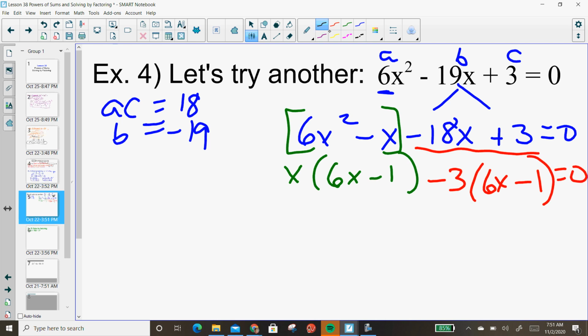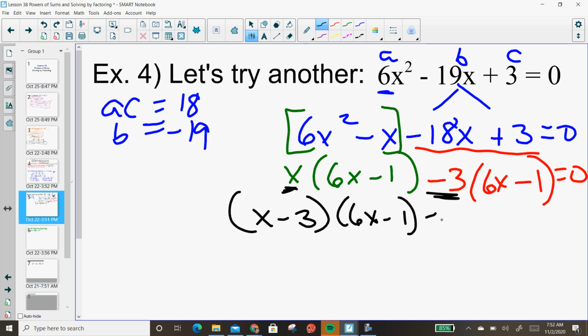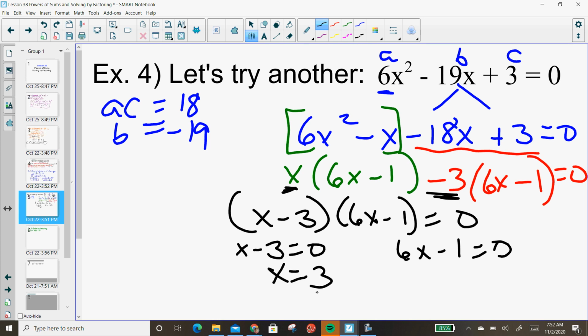Then to finish up the factoring by grouping, I've got x minus 3 and 6x minus 1, and it does not matter which one of those comes first. The zero factor theorem says that either the x minus 3 is 0 or the 6x minus 1 is 0. So x is 3.